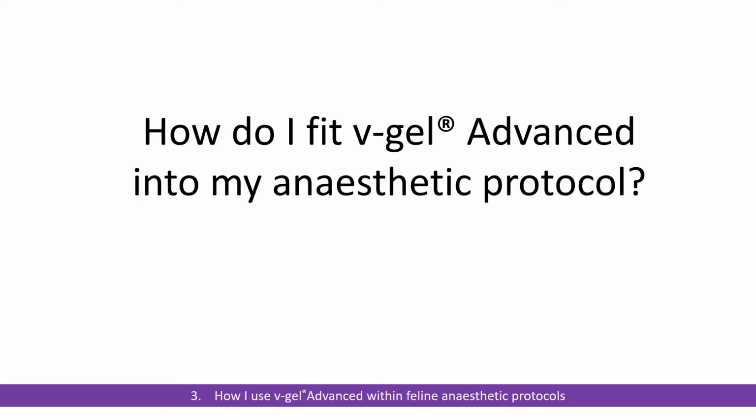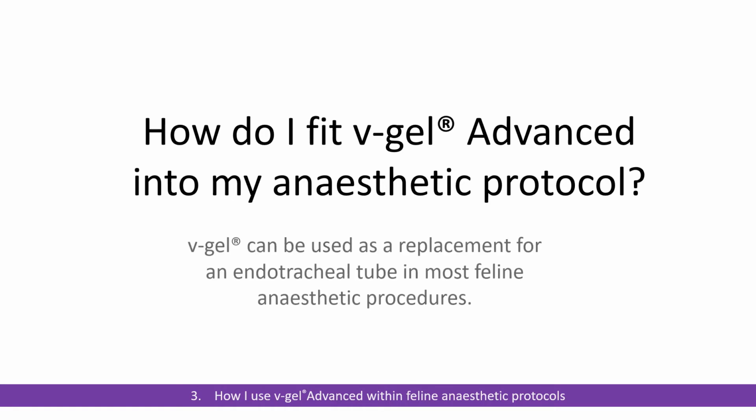So when I'm working with the VGels then, what do I do to fit VGel advanced devices into my day-to-day anaesthetic protocols? Bear in mind, with the improvement in seal pressure now, VGel can be used as a replacement for an endotracheal tube in most feline anaesthesia procedures. I would say the exceptions would be procedures where you might want pharyngeal access, or where you might want to be doing single lung ventilation with more advanced thoracic procedures. In those kind of cases, you are going to want to place an endotracheal tube, because the VGel is not going to work for you. You're not going to get the access you need for that kind of specific requirement.